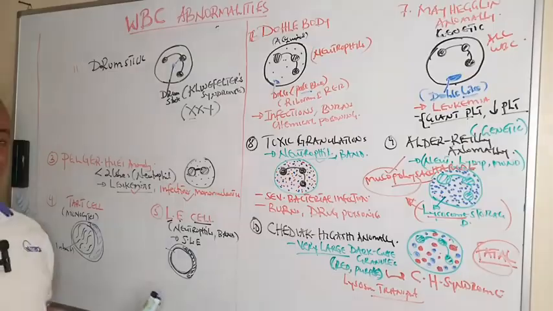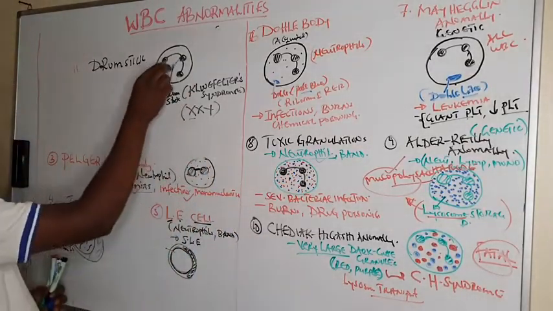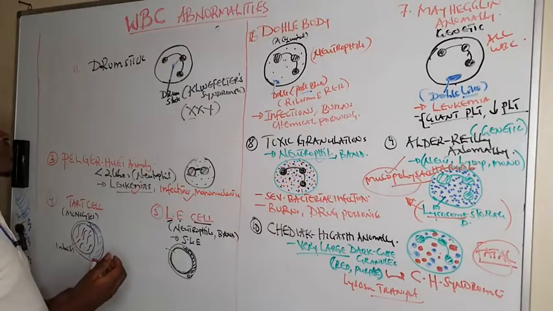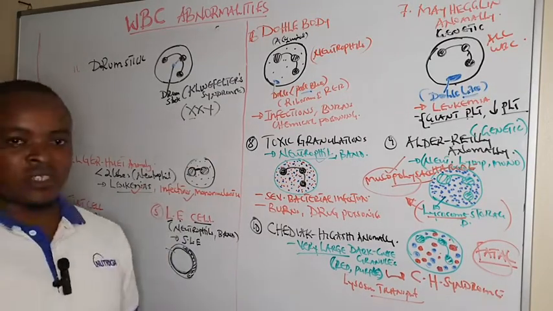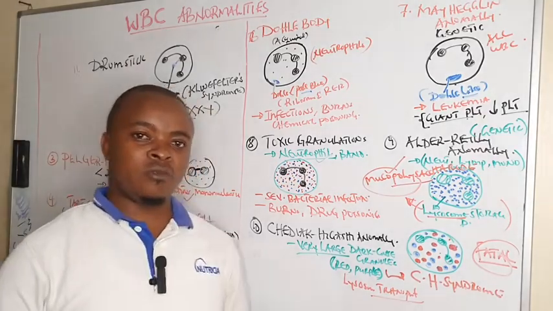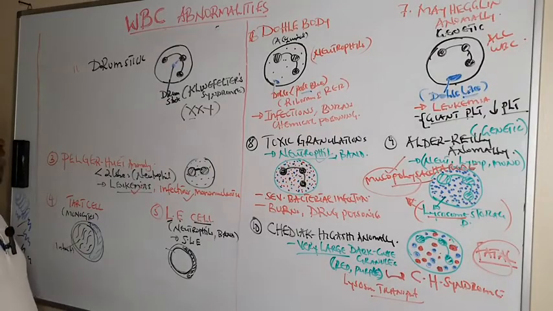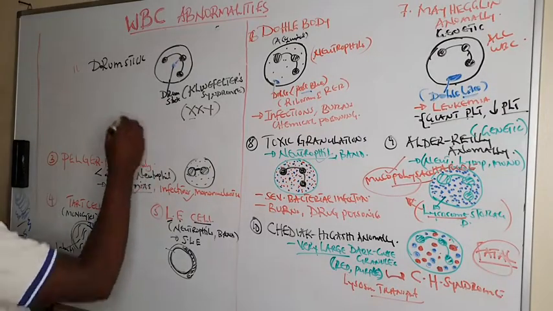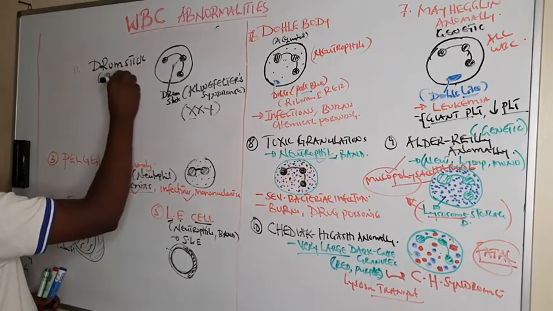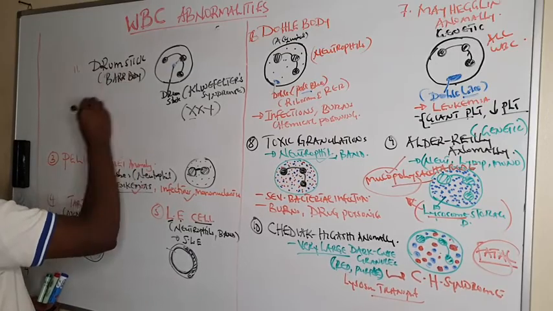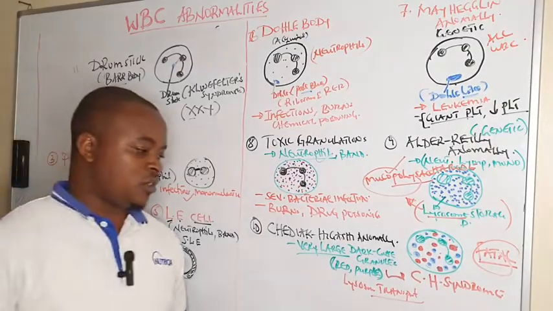So if you are examining a PBF, you find a drumstick with the majority of the neutrophils having a drumstick in them, you can end up querying Klinefelter syndrome. But in a female, it is normal due to their extra X chromosome. That is what we can talk about a drumstick. Its other name, you can call it a bar body. It can also be called a bar body, found in Klinefelter's syndrome.